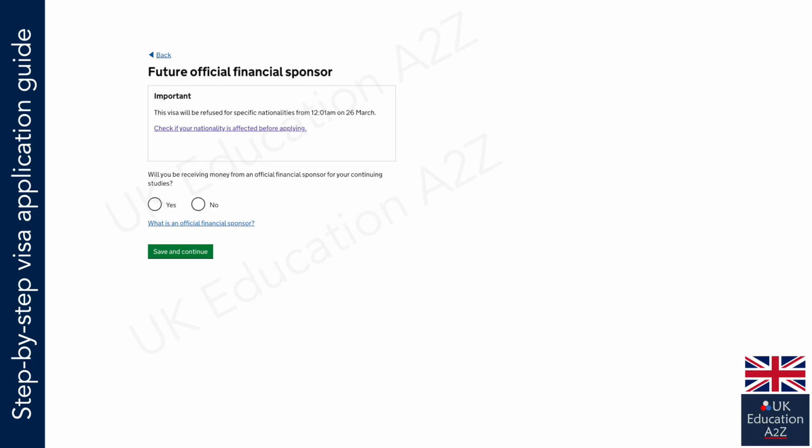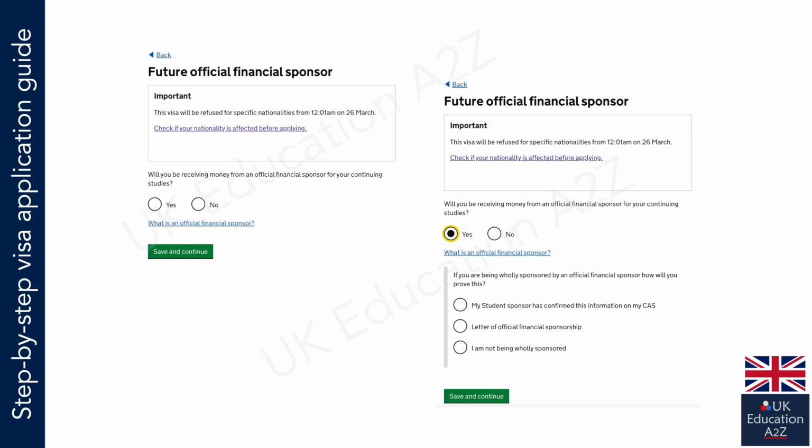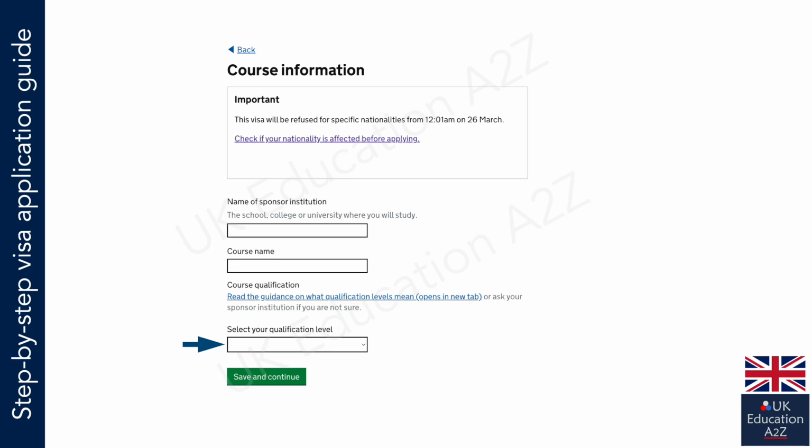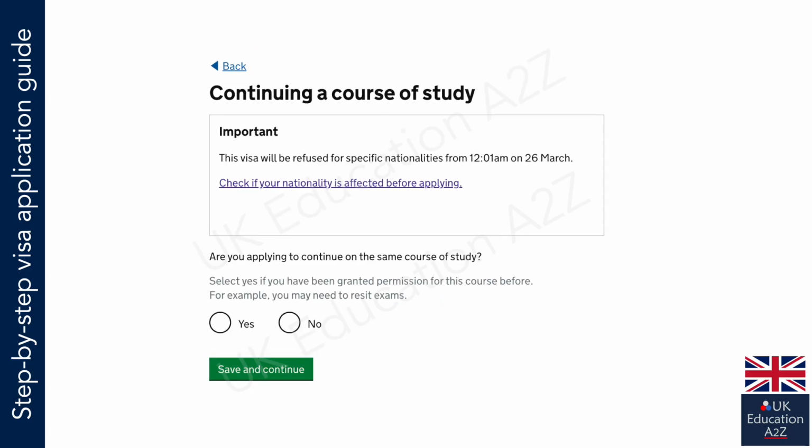Next, you will provide details of your official financial sponsor if applicable, as stated in your CAS letter. You will also need to confirm whether you have been elected as a student union sabbatical officer. This is a full-time paid job, so you will need to declare it. You will then confirm your course, institution, and qualification level. The option continuing a course of study applies mainly if you are returning to an existing program or if you are to resit an exam.